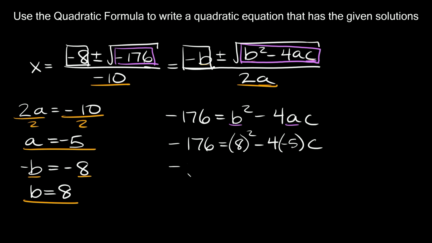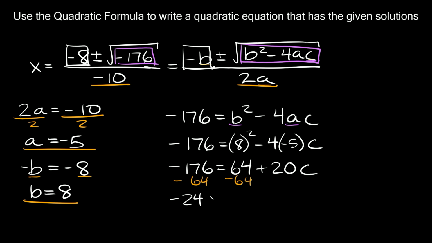Okay, so then -176 is equal to 64, and then -4 times -5 is +20, right? So plus 20c, all right? So then here we can subtract 64 from both sides. So then -176 minus 64 is equal to -240. Yeah, that looks right, -240. Those cancel out, is equal to 20c, and to solve for c, we'll divide both sides by 20, right?